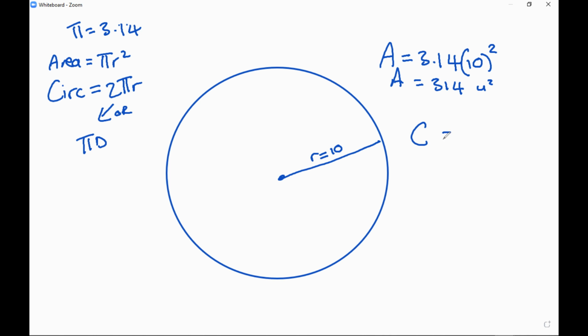The circumference is going to be 2 times pi times r, so 2 times 3.14, which is 6.28, times my radius, which is given as 10. Or I can just say 20, because the diameter will be 20. If you go all the way across here, the diameter will be 20. So my circumference here will be 6.28 times 10, which is 62.8 units.